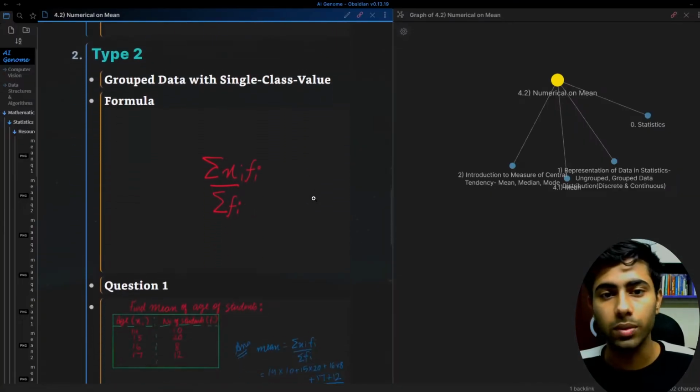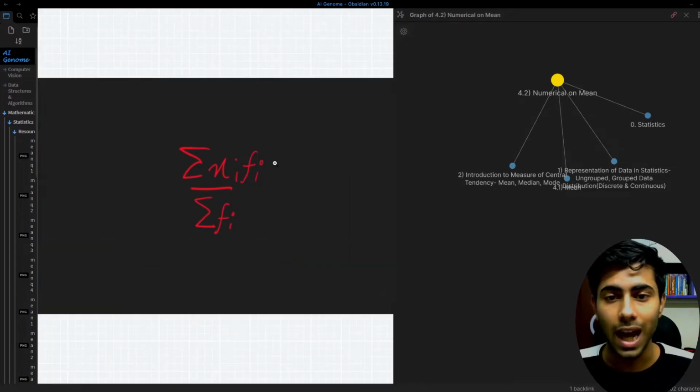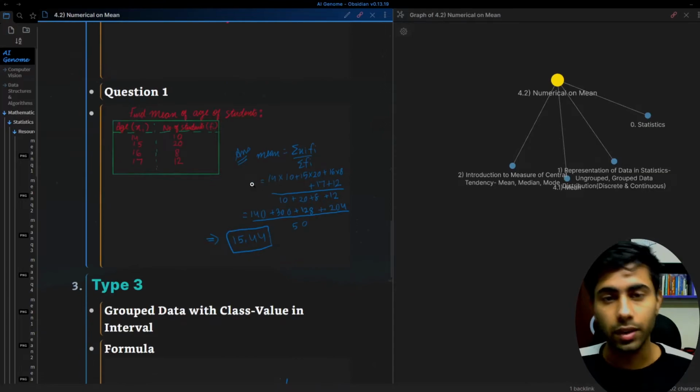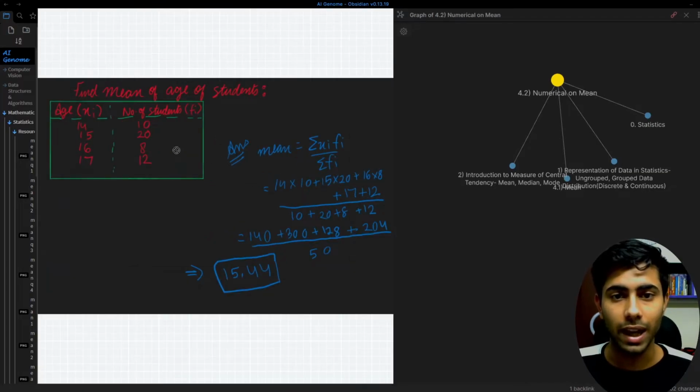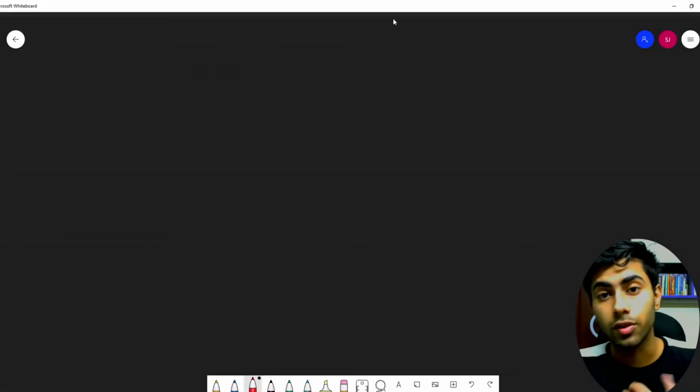Now let us move to type 2, that is my data is grouped with a single class value, and my formula is this. Now let us move towards our question. In the question I have been given a table where the first column represents the age of different students, and the second column represents the frequency of the students. In the first column my values are 14, 15, 16 and 17, and in the second column my values are 10, 20, 8 and 12. Now I have to find the mean of this particular table. Let us try to solve this problem. Let me begin by first drawing the table.